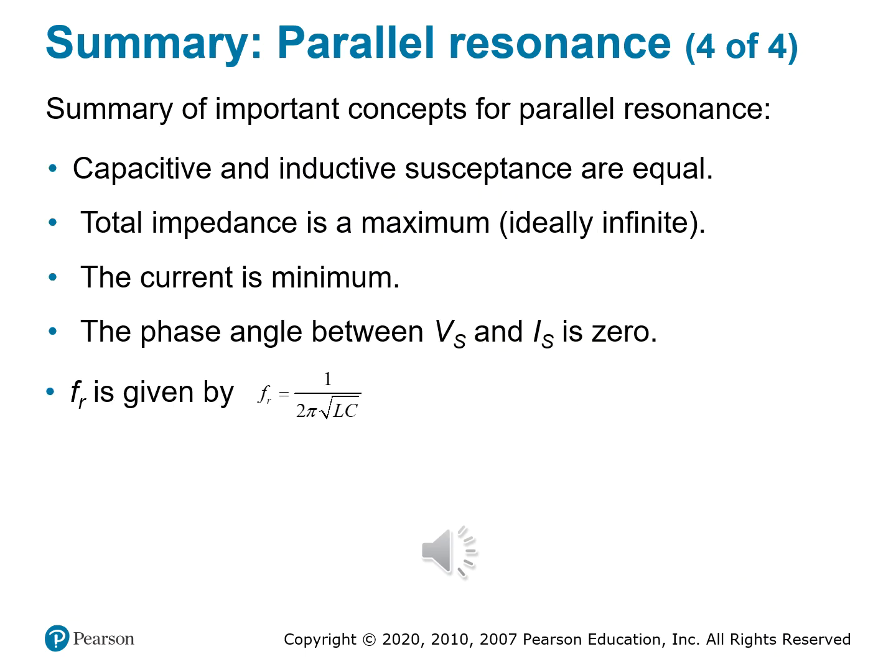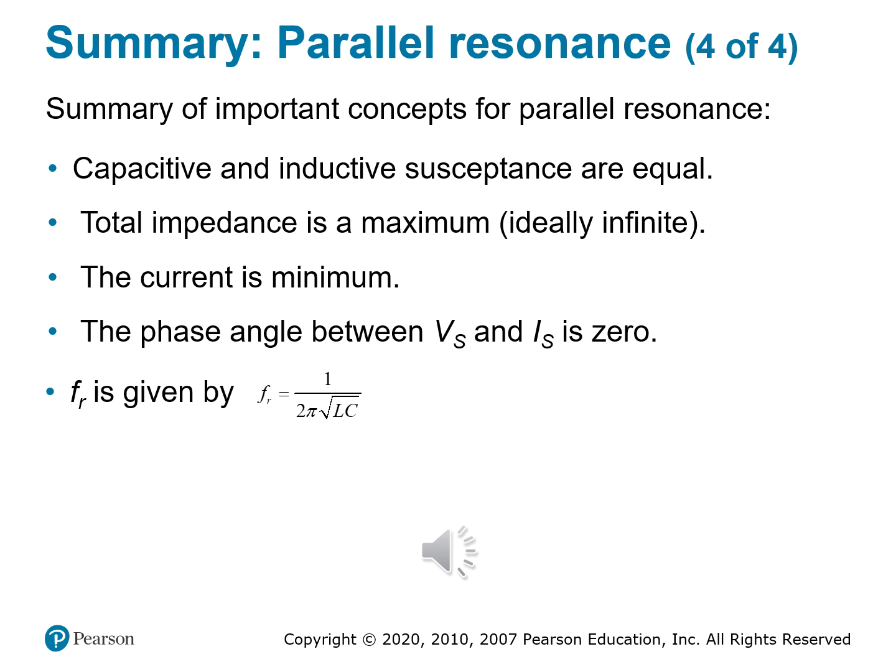Wrapping up parallel resonance, slide 4 of 4. And here we are, wrapping up our exploration of parallel resonance with a tidy checklist of takeaways. Let's keep this simple. Capacitive and inductive susceptance are equal at resonance. That's the condition that sets everything in balance. The total impedance peaks, and ideally, it goes to infinity. In real life, not quite, but it's definitely the highest point on the impedance curve.